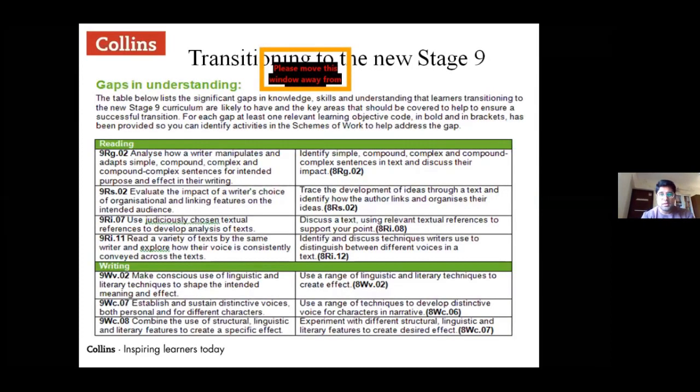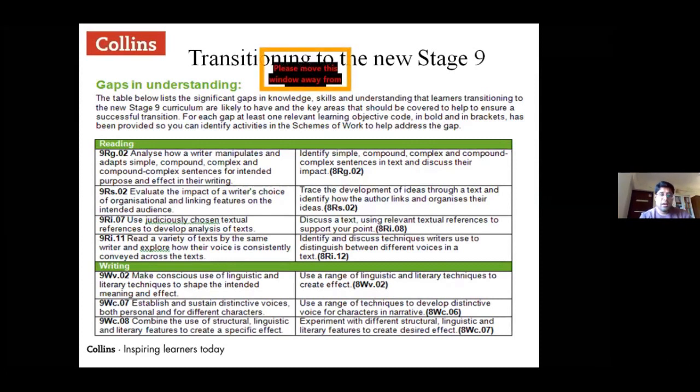This is transitioning to the new Stage 9. Now, the resources for Stage 9 are still in progress. Team Collins is working on that. The results will be out soon, by the end of this year, hopefully. So what are the things that we are trying to focus on in Grade 8, that's Stage 9? Because after Grade 8, you jump to IGCSE. So there is a huge leap, right? So what are the elements that we focus on?